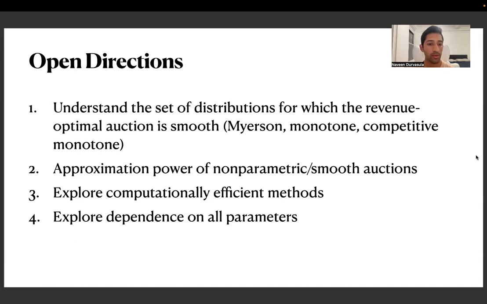But say that you then have a distribution that doesn't fall in this category. This leads us to our second open direction. If a distribution doesn't have an optimal auction that is smooth, what's the approximation power of smooth auctions? Does there necessarily exist a smooth auction where the revenue of that auction is close to the optimal auction of the original distribution?